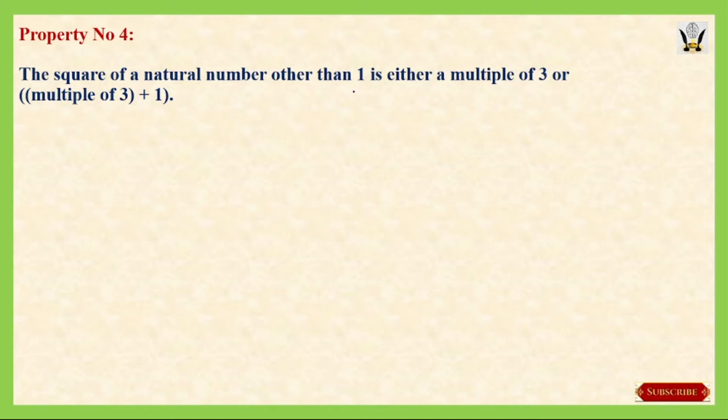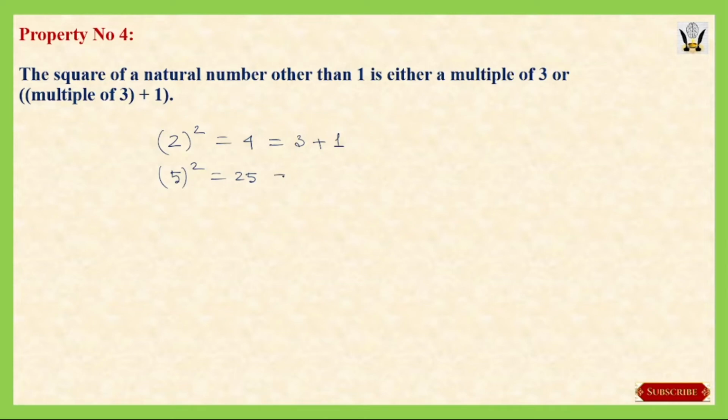So other than 1 it is written. So we will start with natural number, say 2. Now if we take the square, then it will be 4. So 4 can be further written as 3 plus 1.